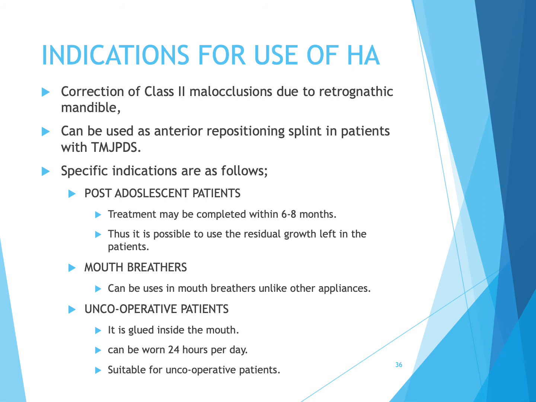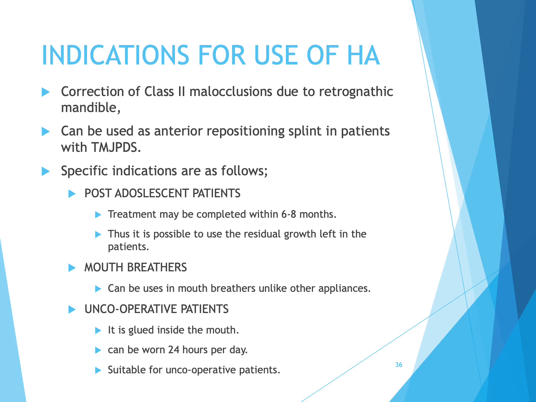Indication for use of Herbst appliance. The Herbst appliance is indicated in correction of class 2 malocclusion due to retrognathic mandible. They can be used as an anterior repositioning splint in patients having temporomandibular joint disorder. The following are the specific indications of the Herbst appliance.